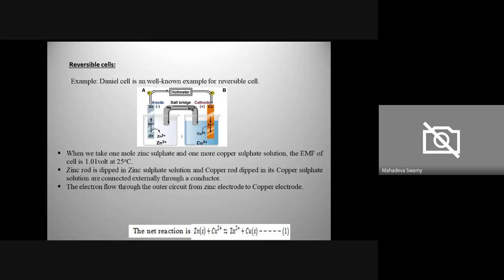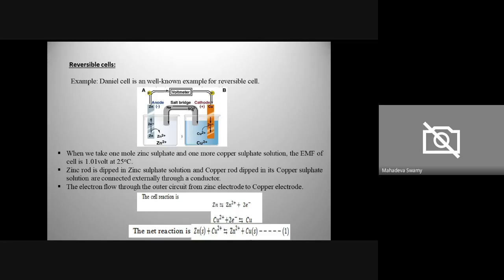The zinc rod is dipped in zinc sulfate solution and the copper rod in copper sulfate solution, connected externally through a conductor. The electrons flow through the outer circuit from the zinc electrode to the copper electrode. What type of reaction takes place here? In the cell reaction, zinc oxidation takes place: Zn gives Zn2+ and releases 2 electrons. Copper takes the electrons produced from the zinc side, and reduction takes place: Cu2+ plus 2 electrons gives Cu.